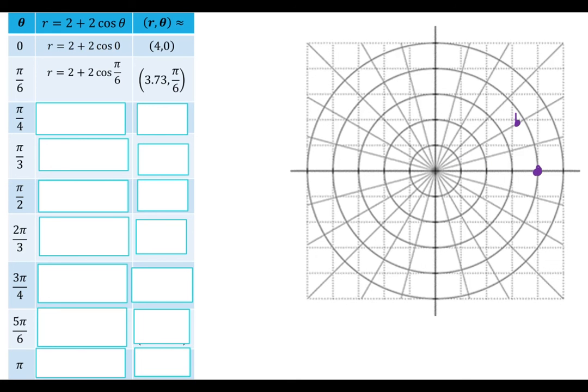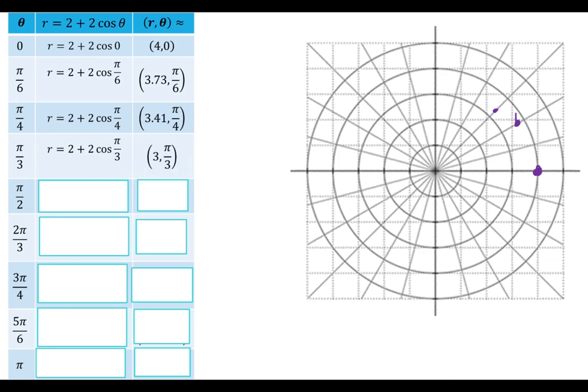Then let's do pi over 4, so plug in pi over 4, that gives me approximately (3.41, pi over 4), so 1, 2, 3.41, that's about right there. Then pi over 3, that's going to give me (3, pi over 3). Now, if we want, we could go ahead and mirror these points down here because we know that we're going to have symmetry with respect to the x-axis. And so why don't we go ahead and do that. We have this ordered pair, then we have this one, then we have this one.